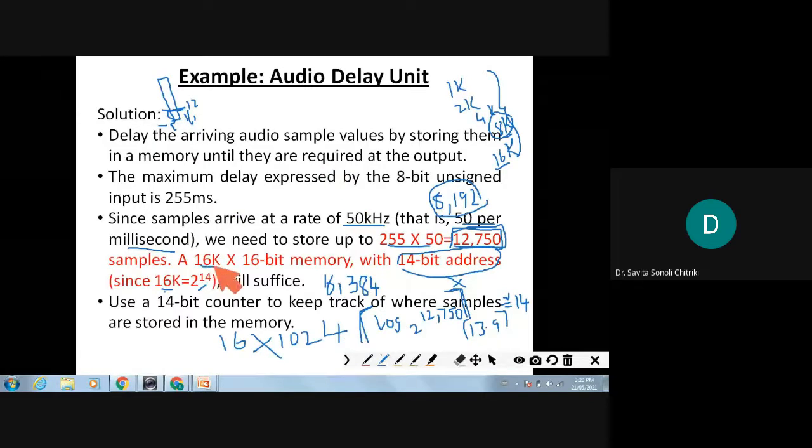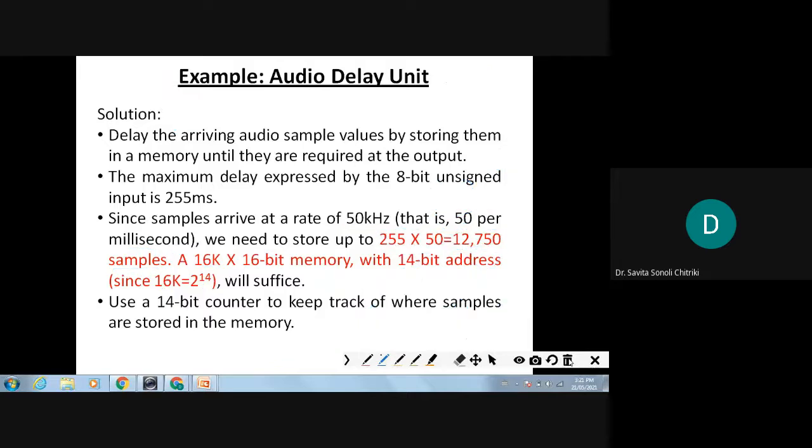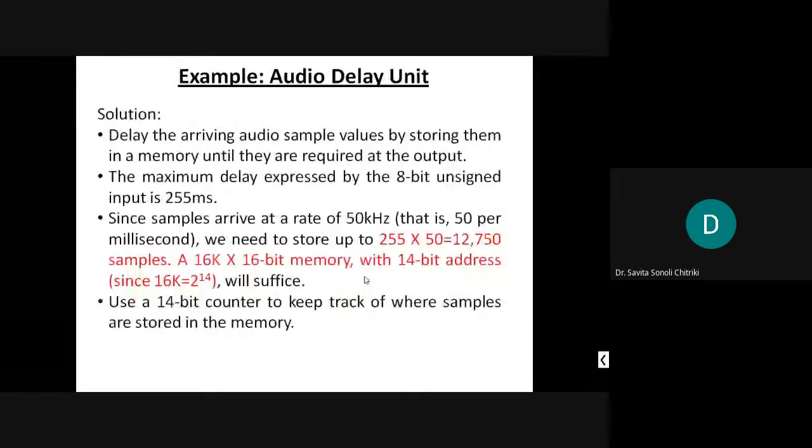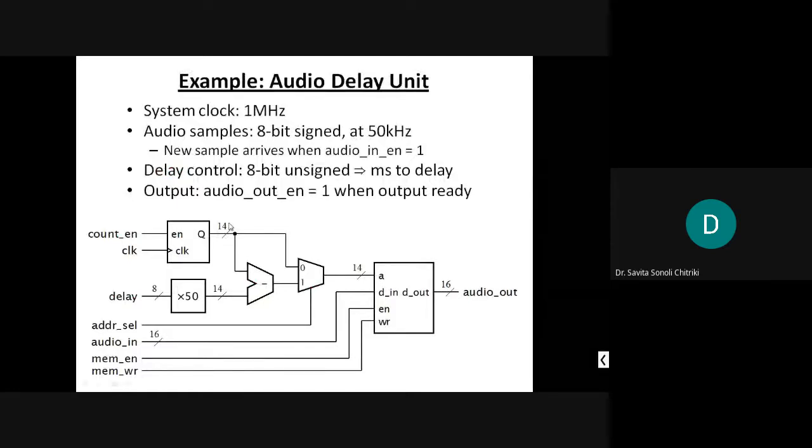This is very important. Why is the address bit only 14? Depending on our problem, we need to store 255 into 50, that is 12,750 samples. That's why the address bit is 14. If you don't understand this calculation, further when we do composite memory you will not understand anything. Already in the last class I had told this. That's why the address generating counter here we had taken as a 14-bit counter.